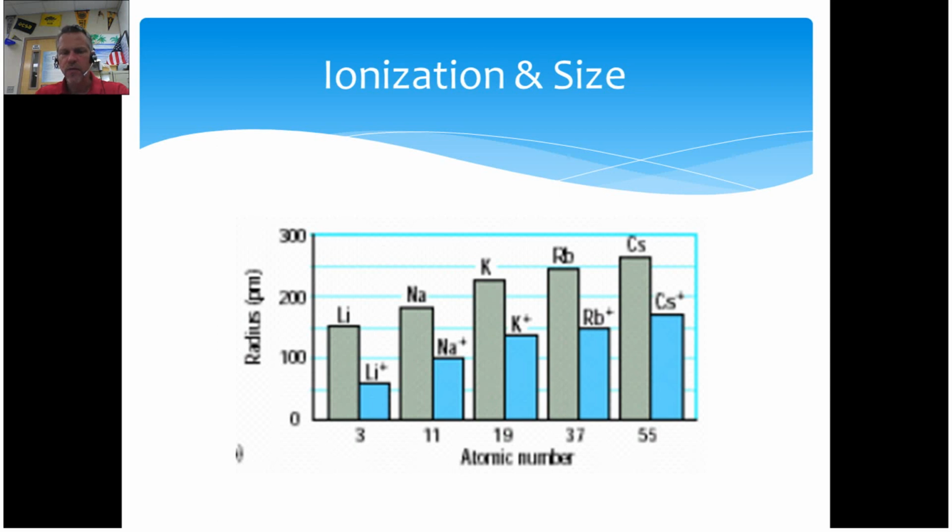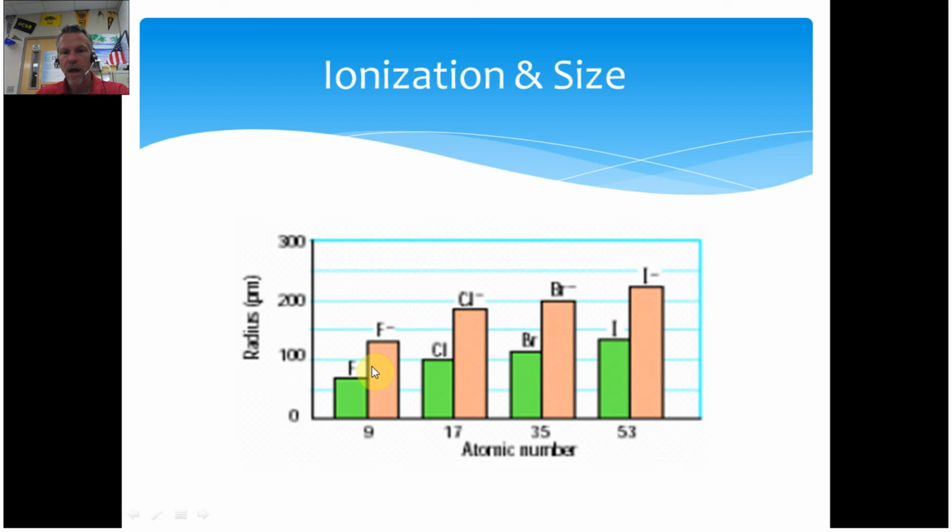They may or may not be useful to you, depending on how visually oriented you are. Here again is the radius on the y-axis and atomic number on the x-axis. Here's this approximate atomic size for lithium at about 150 picometers, and the lithium ion, Li+, is around 60 picometers, so much smaller radius when you went from the lithium atom to the lithium ion.